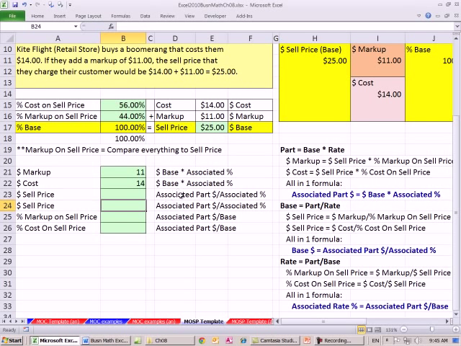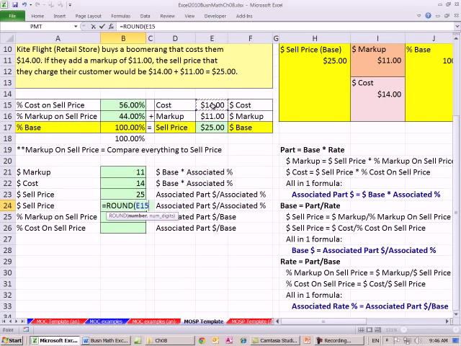So we have two different ways to calculate base. But it's always going to be associated dollar part divided by associated rate or percentage. Now, if they only give us these two, then we can use the dollar amount for markup and the percentage to calculate our base. So let's do that one first. Equals, and round, associated part divided by associated rate will always give us the base. Now let's do the other part and rate. Right? My goal is to calculate the base.